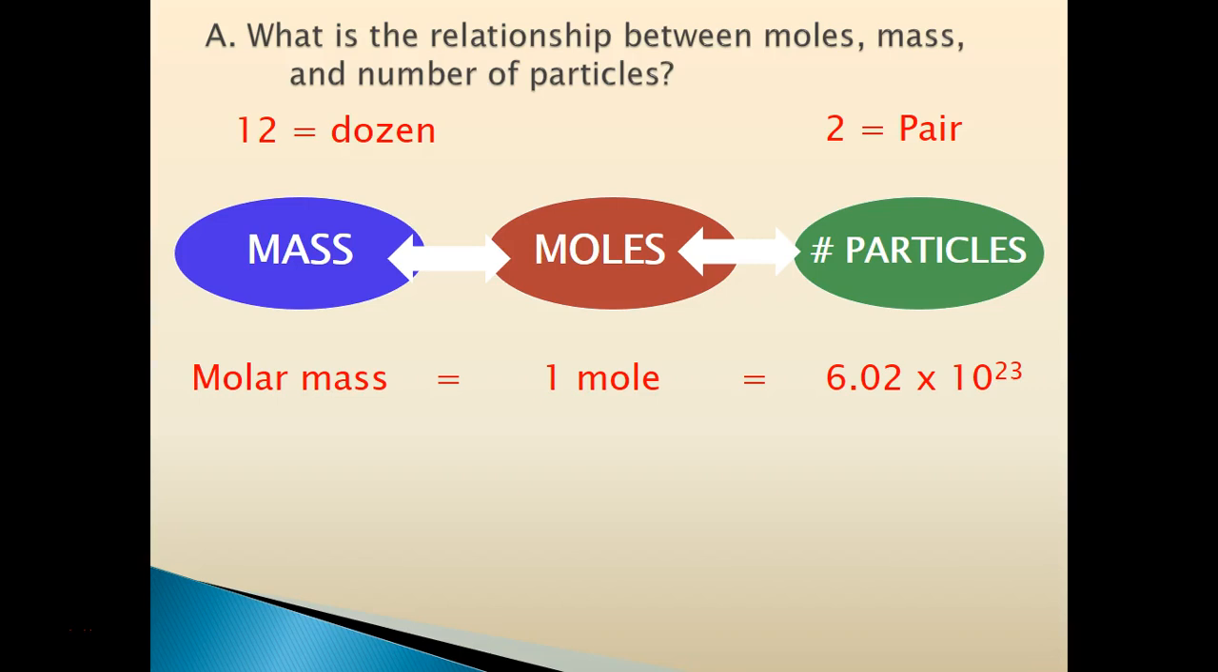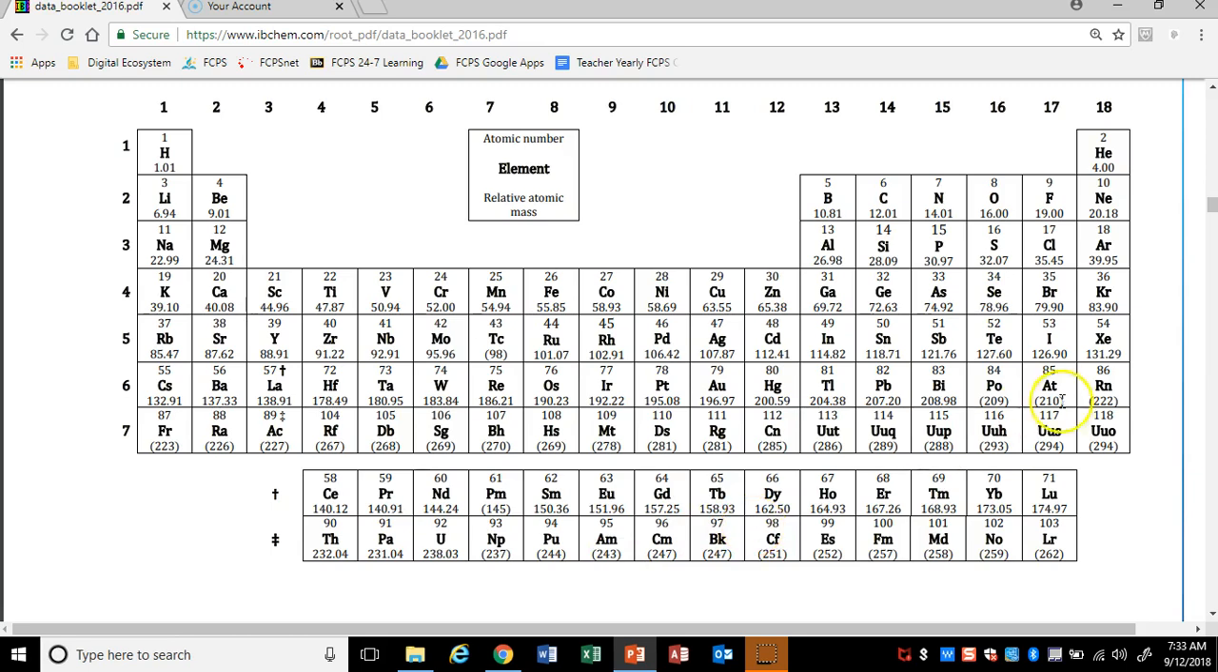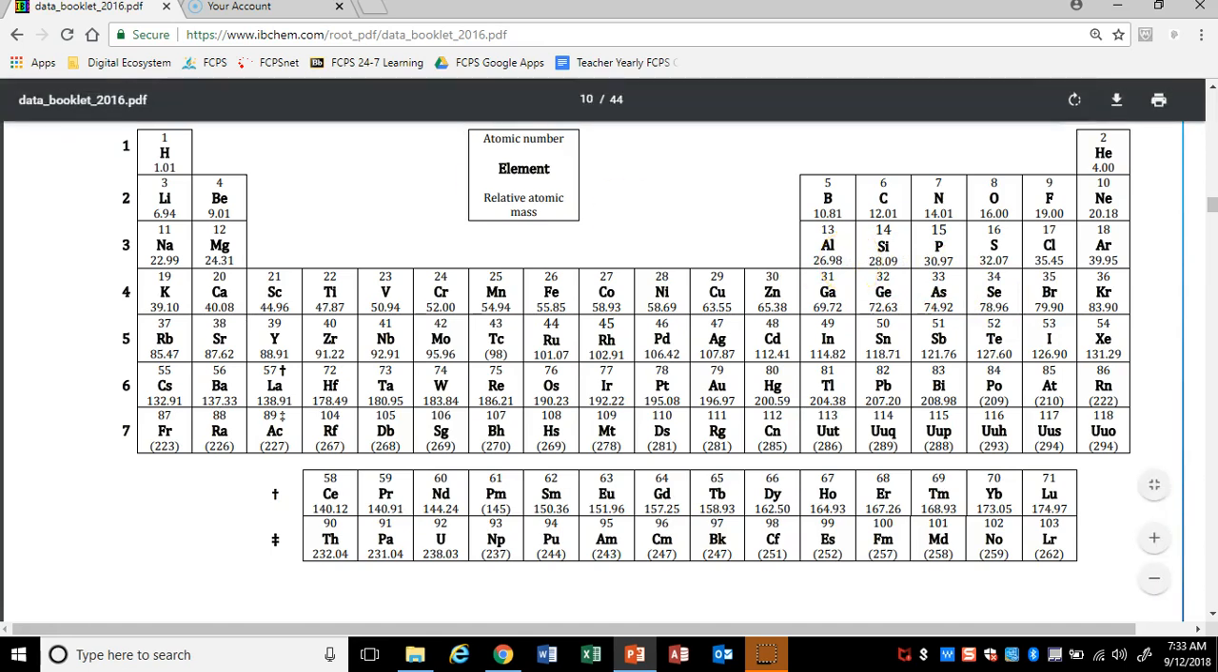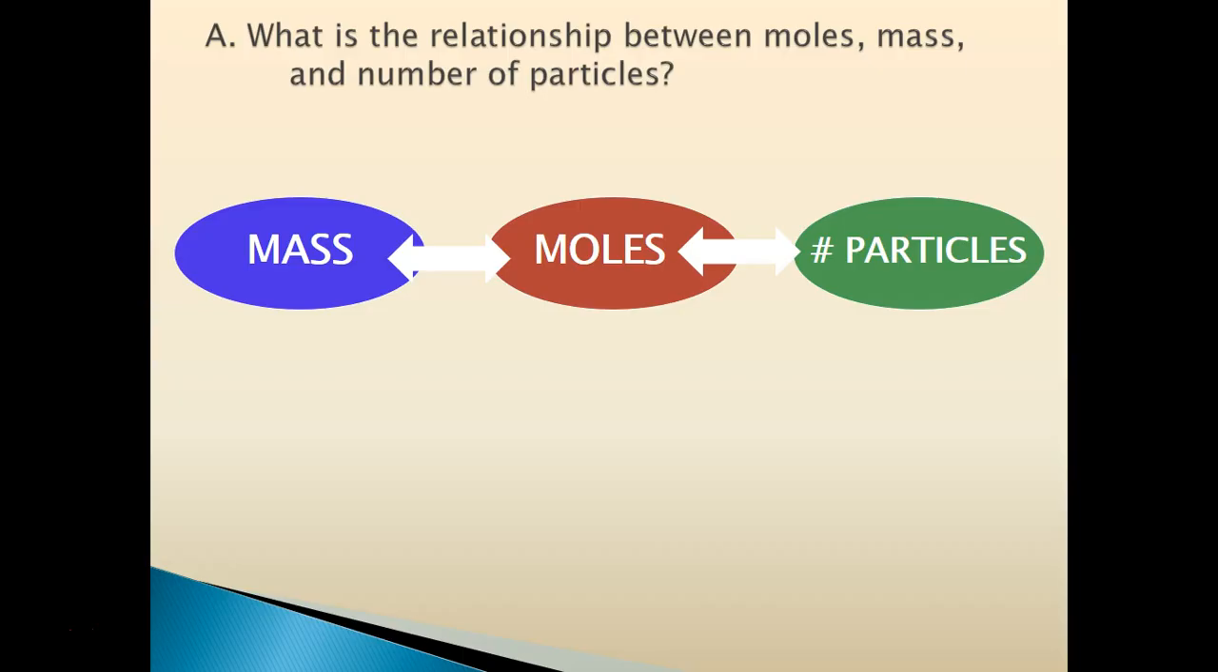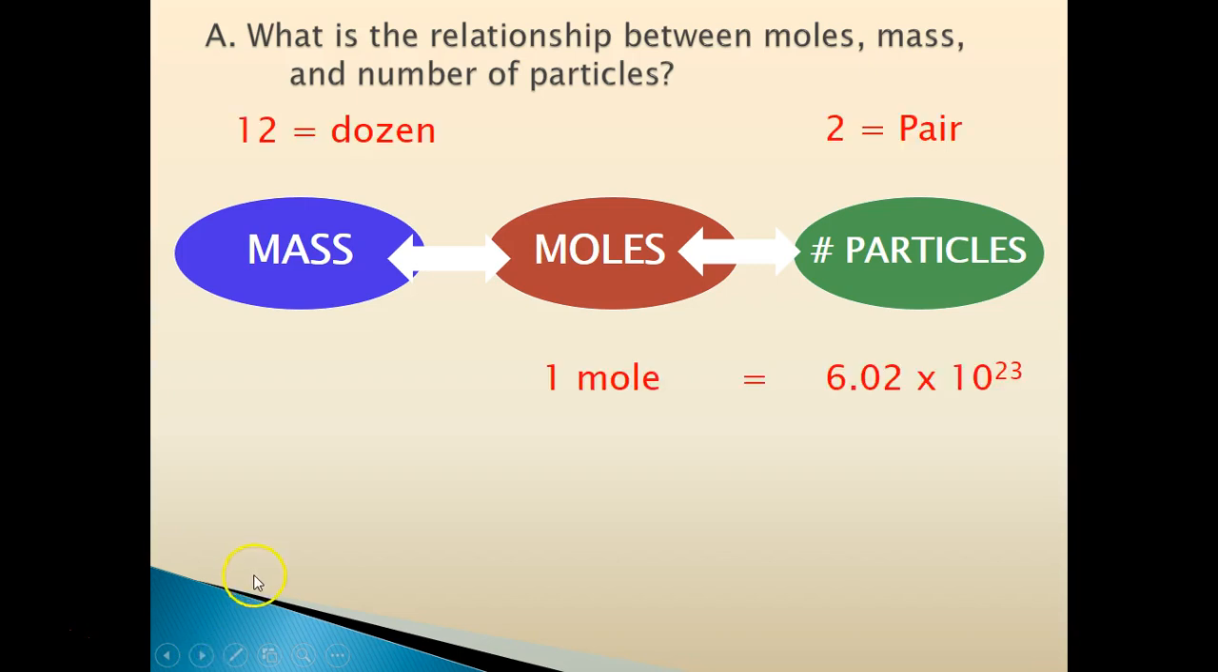So if I wanted to look at 1 mole of aluminum, I know that 1 mole of aluminum is going to consist of 6.02 times 10 to the 23rd atoms of aluminum. And if I want to find out the mass of 1 mole of aluminum, I just have to look at my periodic table. So on the IB periodic table, we find aluminum, and we see that it has a mass of 26.98 grams. That means that 1 mole of aluminum atoms has a mass of 26.98 grams.